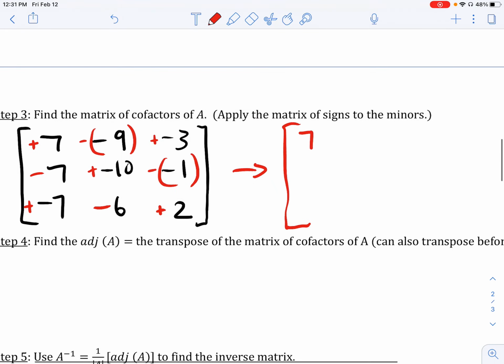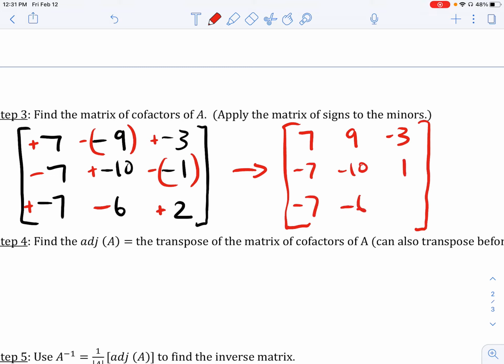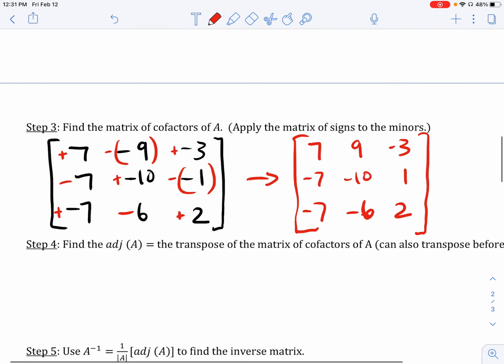It was positive 7. Since we're taking a negative of a negative 9, that's positive 9. We're taking a positive of a negative 3, so we're going to keep that negative. And we're just going to go through and apply those signs. Negative 7, negative 10, positive 1, negative 7, negative 6, positive 2. So this is, again, what we call our matrix of cofactors.